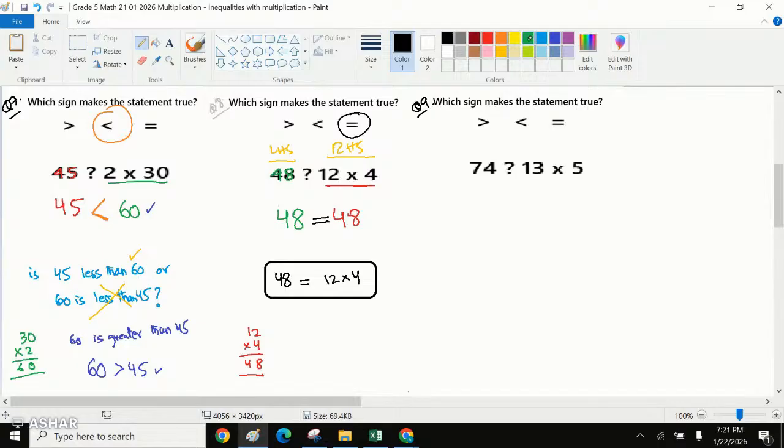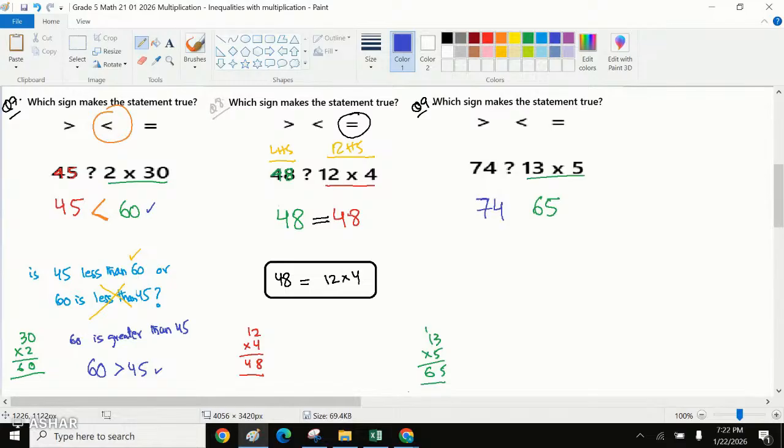Can we find 13 multiplied by 5? 3 times 5 is 15. We carry a 1. 5 times 1 is 5, plus 1 is 6, so that makes 65. So we have a 65 and we had a 74.